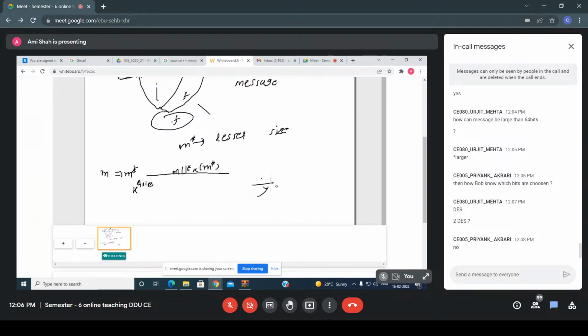And in this case, both the messages are compared, and if they are the same, then you can say that the authentication is done. So is this scenario clear to you all? Please reply. When the message is very large, then what happens? Is it clear to you all? Please reply so I can understand.